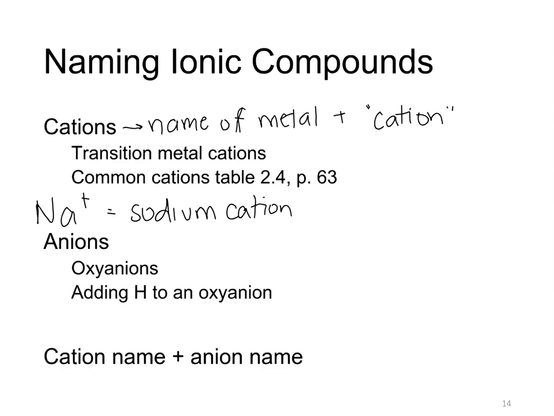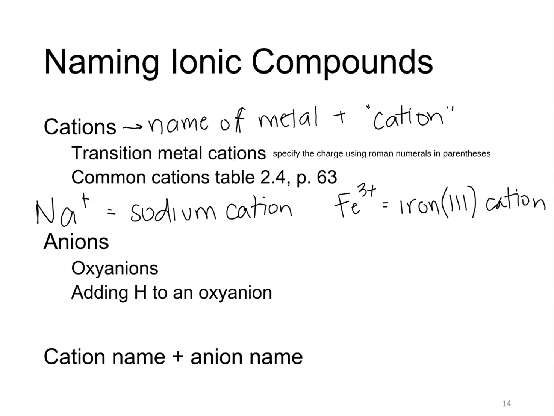For transition metals, it's a little bit different because again, they can have a variety of charges. So we need to specify what the charge is, and we do that using Roman numerals in parentheses. Thinking back to what we used in our last slide, the iron 3+ ion, we would call that iron (III) cation. As a reminder of your Roman numerals, we have 1, 2, 3, 4, 5, 6, 7. And you shouldn't see anything higher than 7.